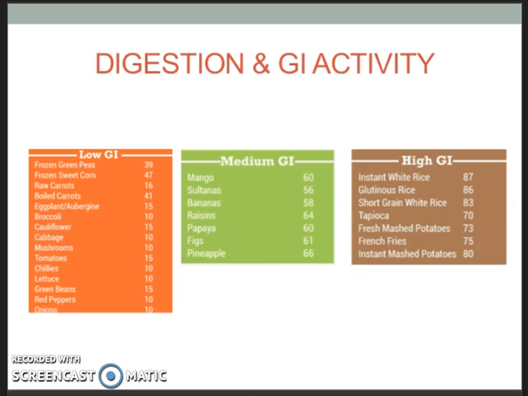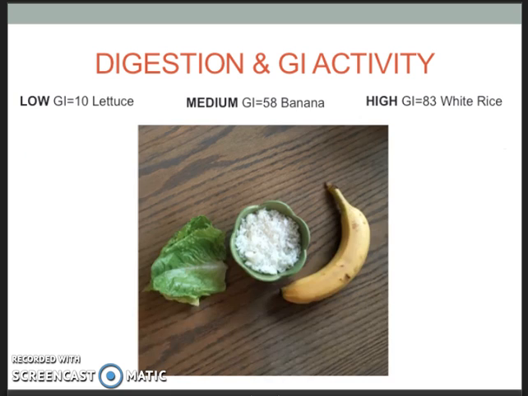All right, for the next few minutes, we're going to perform a hands-on activity in groups of 2. This activity is going to combine the previous 2 topics we've discussed, digestion and glycemic index, and we're going to focus on 3 foods ranging from low to high GI. So for the low glycemic index, we are using lettuce, which has a glycemic index of 10. For medium, we're looking at bananas with a glycemic index of 58. And for a high glycemic index food, we're going to look at white rice with a glycemic index of 83.